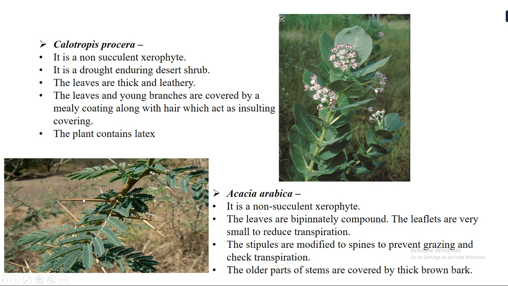And the stipules of the plant are modified into spines. So these are nothing but the stipules of the plant modified into a spiny structure, for the same reason, to prevent grazing from animals. Now when the stem of the plant turns old, the older part of the plant is covered by a thick brown bark. Okay, so this is the third plant in the xerophytic group.